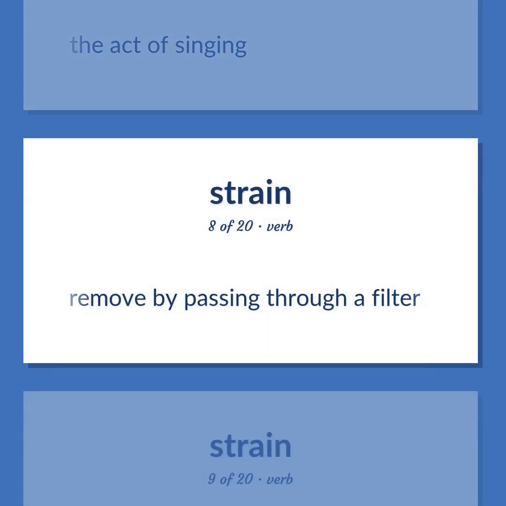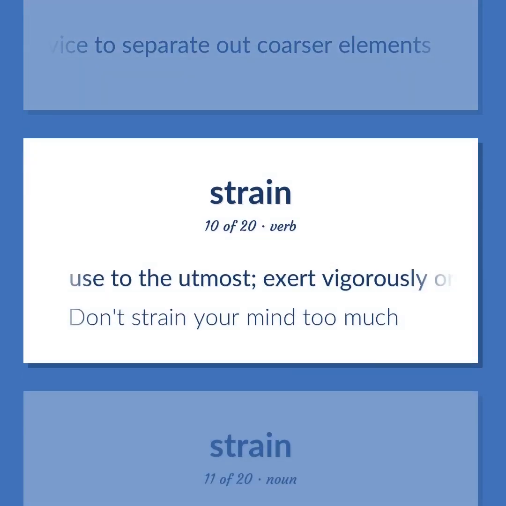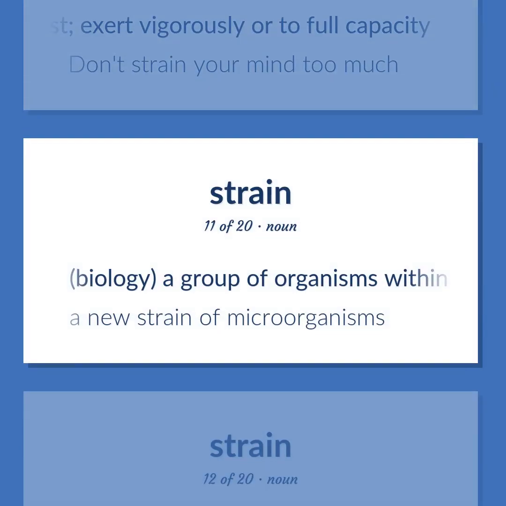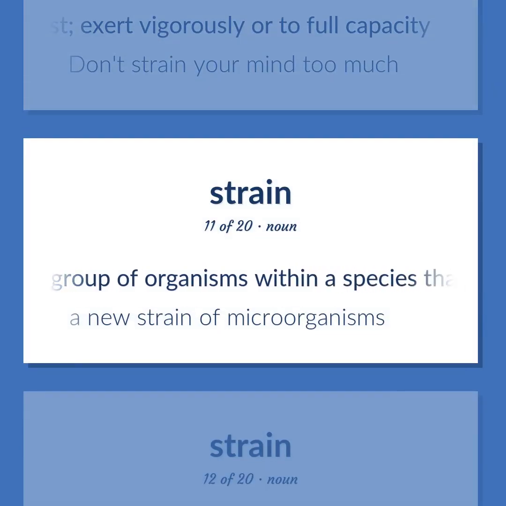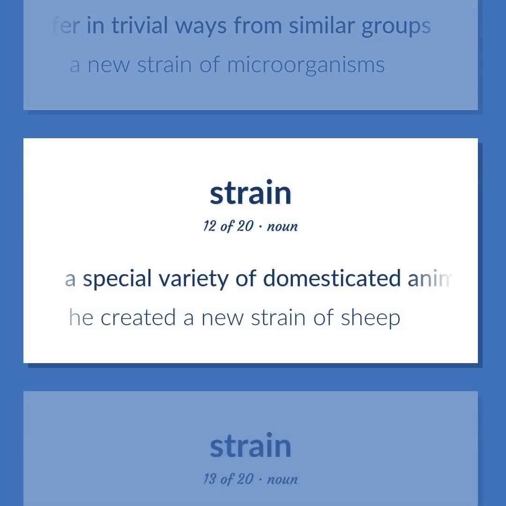Remove by passing through a filter. Separate by passing through a sieve or other straining device to separate out coarser elements. Use to the utmost. Exert vigorously or to full capacity. Don't strain your mind too much. Biology. A group of organisms within a species that differ in trivial ways from similar groups. A new strain of microorganisms. A special variety of domesticated animals within a species. He created a new strain of sheep.